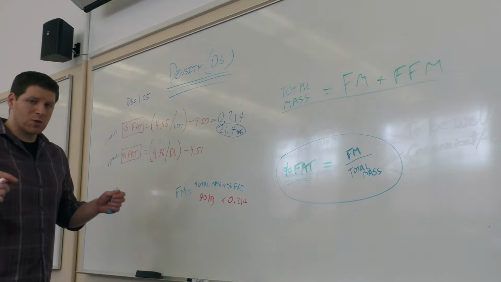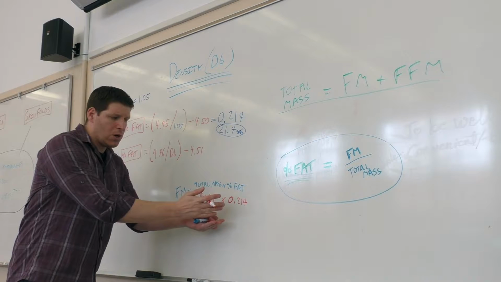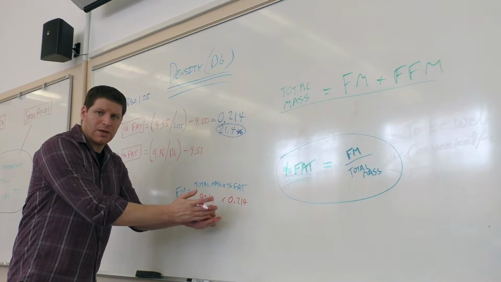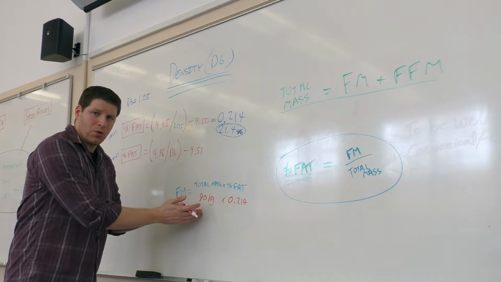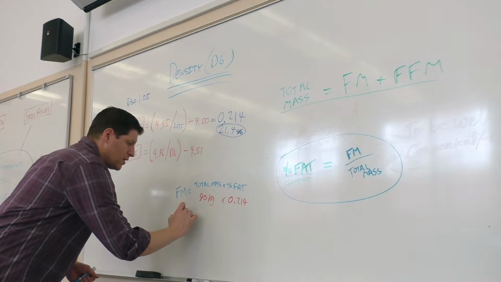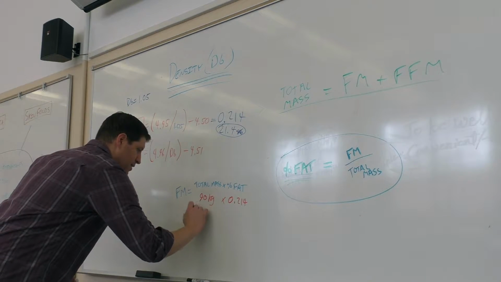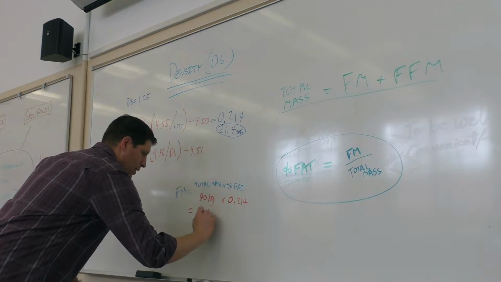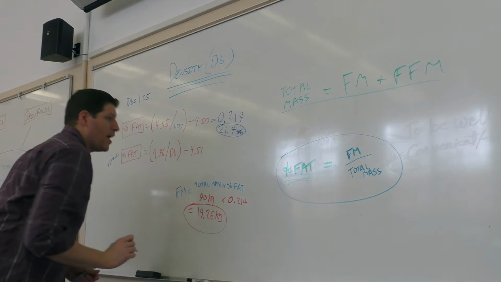Okay, so again, we're assuming that two-compartment model. And so basically what we're assuming here is that 21.4% of an individual's total mass or weight is fat, and this is their total mass. Okay, so very simply, when you multiply this together, this gives us a fat mass of 19.26 kilograms. That's our fat mass.